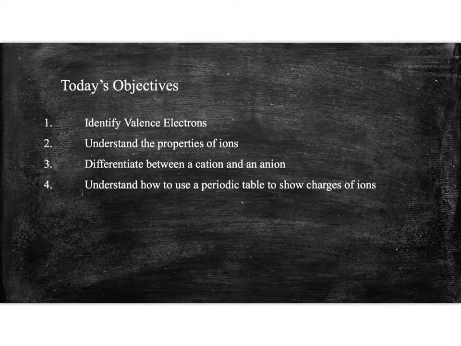All right, hopefully at the end of this video you learned to identify different valence electrons, you understand the properties of ions, you can differentiate between what a cation is and what an anion is, and then lastly you understand how to use the periodic table to show you the different charges of different ions.